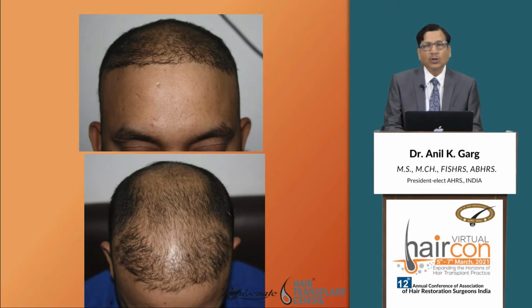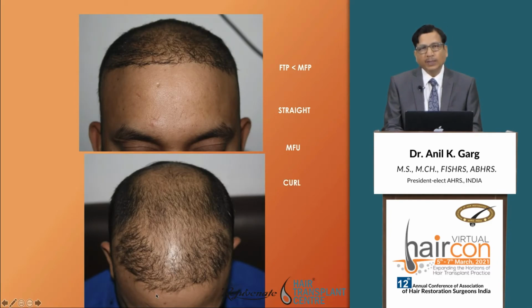Oof, what has gone wrong in this case? Let's analyze one by one. The FTP is lower than the mid-frontal point, and the line looks straight. Third, multifollicular units have been implanted in the anterior line. Fourth, the curl of the hair during implantation has not been taken care of. And fifth, the hairs are growing in different directions. So these are the 5 blunders or mistakes that have been made in recreation of the anterior line. You should take care of all those points.